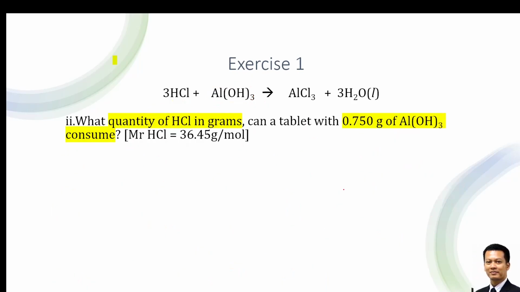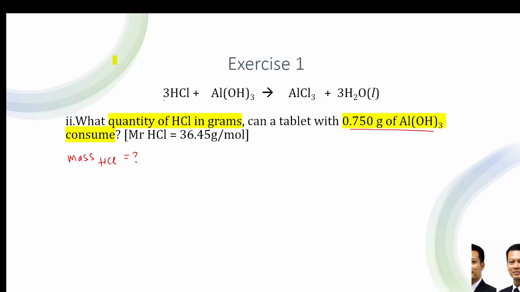There is a second question from the same question. What is the quantity of HCl in gram? This time it asks about HCl. What is the mass of HCl if you have a tablet of 0.50 gram of aluminium hydroxide? Consume means react, meaning HCl reacts with aluminium hydroxide. So what is the quantity of HCl that you need?